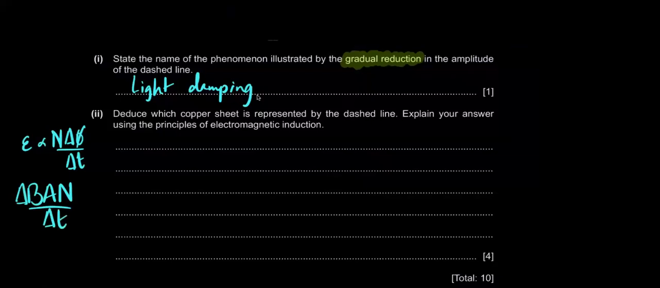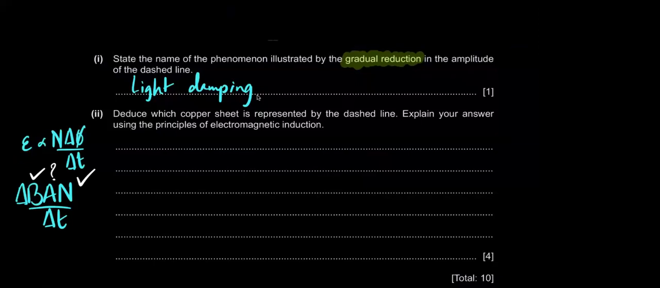So for these, since these are placed between the same magnets, B is the same. And in this case, I don't have to worry about the number of turns, right? Because this is a simple solid sheet. So the difference then depends on the area, right? So the one which has more area would have a greater EMF induced, right?